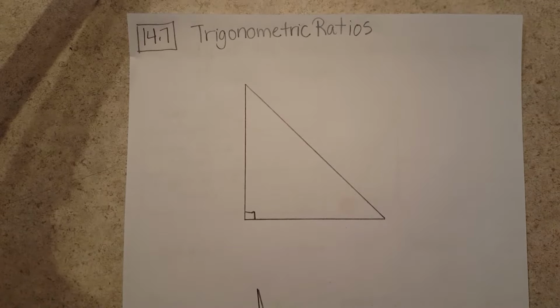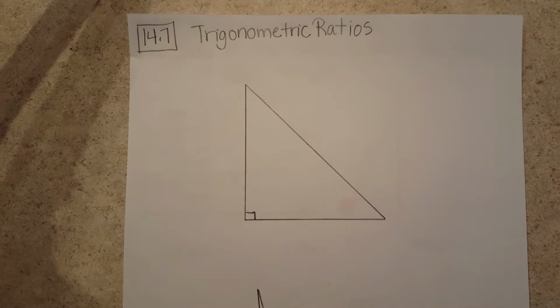14.7 trigonometric ratios. Today I need you to look at special triangles, right triangles. We talked about similar triangles and how they have proportions that are the same with their lengths of their sides. We talked about ratios yesterday in 14.7, special right triangles that have 45 degree angles or 30-60.